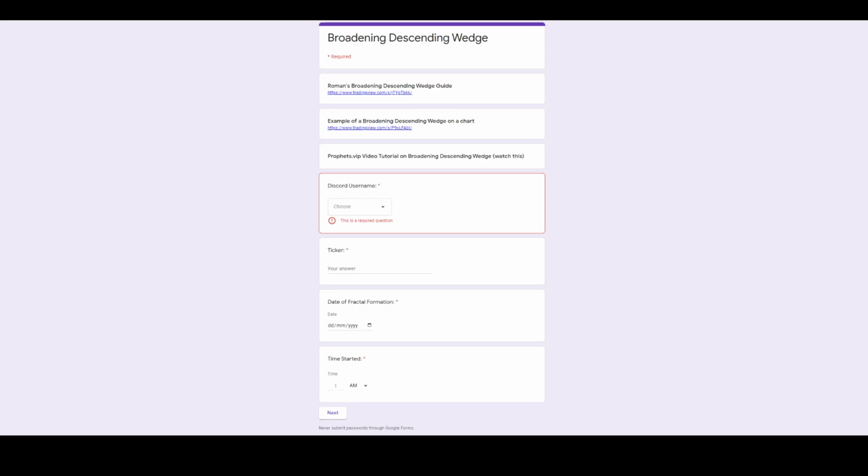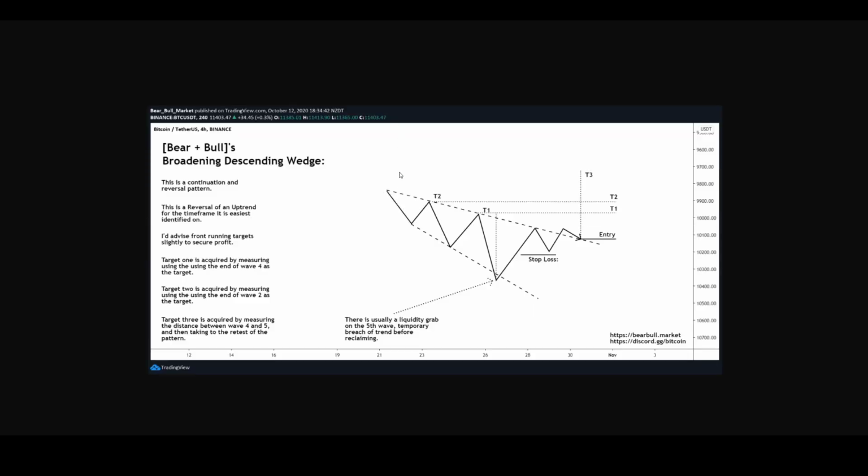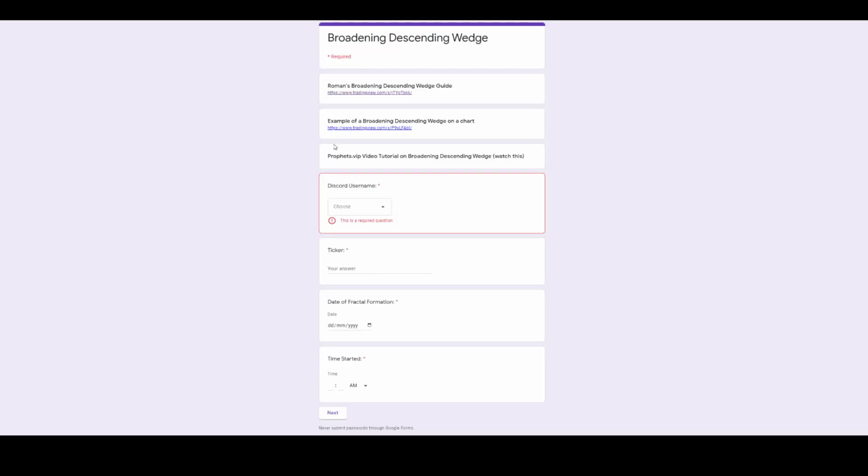Alright guys, gonna do the broadening descending wedge for the fractal project. Let's get into it. So we'll start with the guide. Open this up. Alright, this is the cheat sheet for it. Have a quick peek at that if you like. And then here's an example of one actually on a chart.